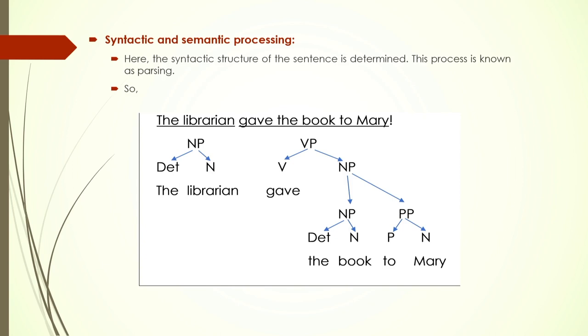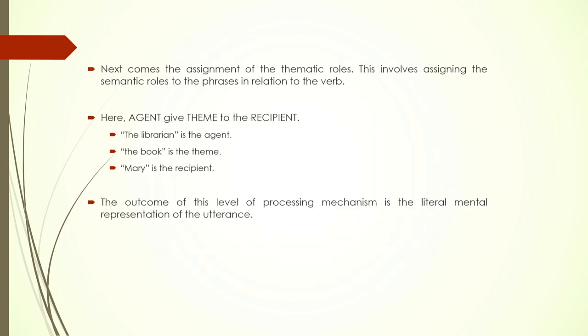Now we move on to the syntactic structure, that is, the sentence. When syntactic structure is processed, it is primarily known as parsing. So this is how parsing happens. The librarian, and then gave, and then this verb phrase takes this noun phrase. So this is how we parse the sentence. This is the subject, this is the traditionally called predicate, and the predicate has a verb phrase and a noun phrase. Syntactically speaking, in terms of sentence understanding, this is how the mind interprets the incoming signal.